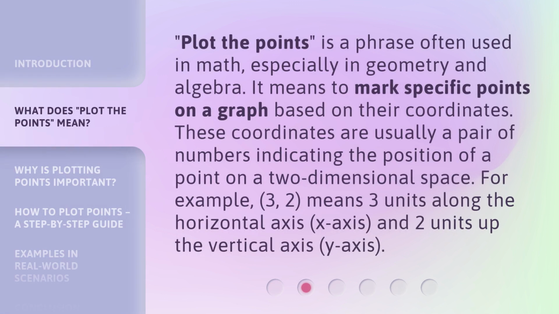Plot the points is a phrase often used in math, especially in geometry and algebra. It means to mark specific points on a graph based on their coordinates. These coordinates are usually a pair of numbers indicating the position of a point on a two-dimensional space. For example, (3, 2) means 3 units along the horizontal axis, x-axis, and 2 units up the vertical axis, y-axis.